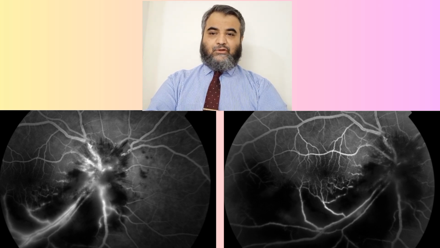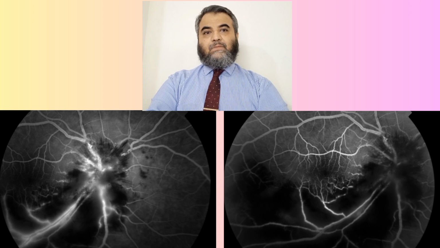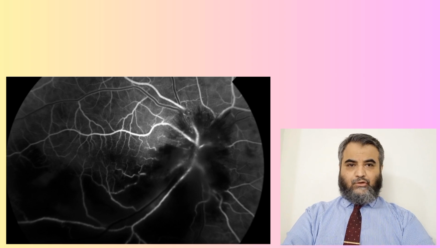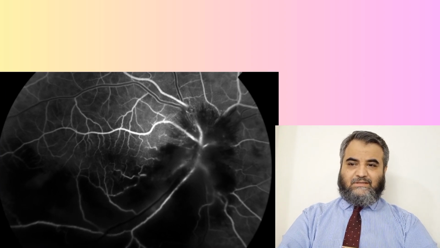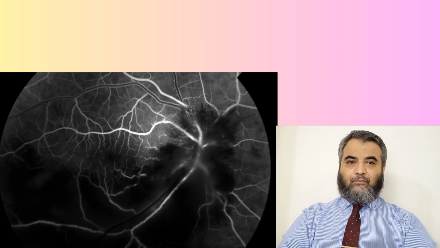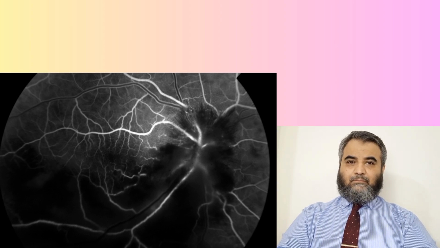So this is the arteriovenous phase, and we can see the manifestations of cytomegalovirus, how it is damaging. In the fundus fluorescein angiography, here again we can see the dark patches, which are hypofluorescent areas due to the blockage of the fluorescence. Yes, this is another fundus fluorescein angiography photograph.